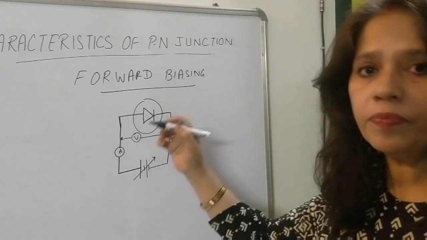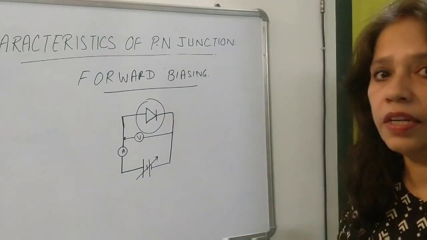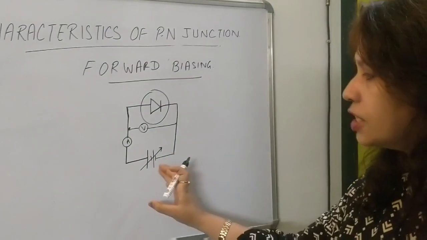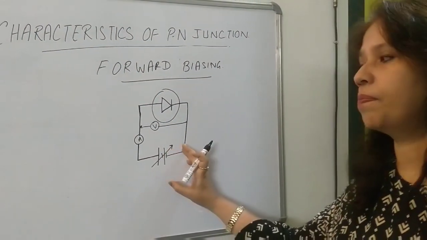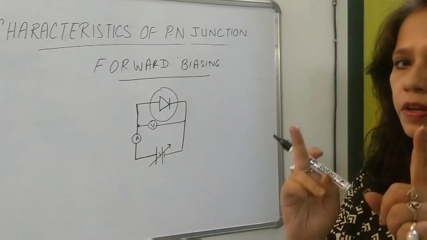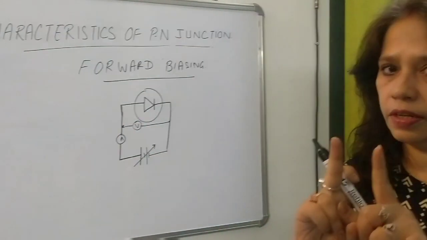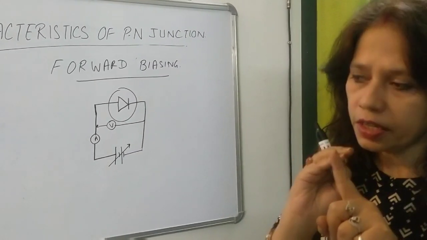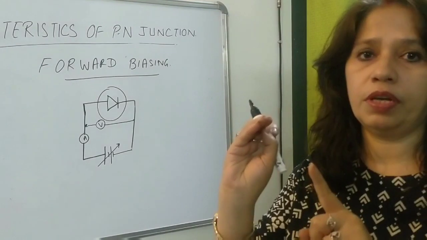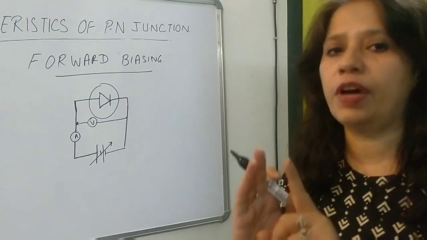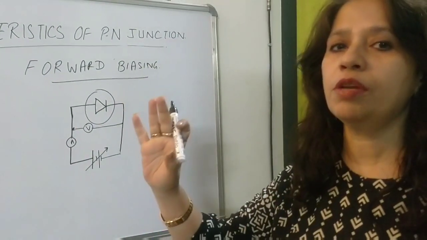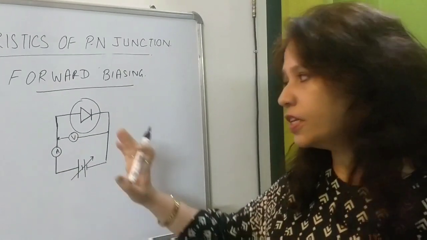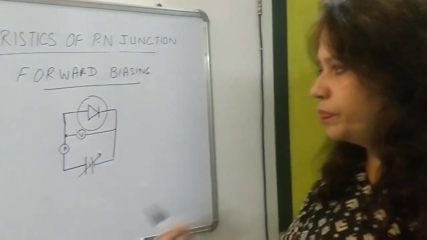We remember here that there is a depletion layer and there is a potential barrier set up in the PN junction. So as we are increasing the voltage supply over here, the depletion layer becomes thinner and thinner. As it becomes thinner, the current will increase slowly and slowly. And if the depletion layer vanishes, that means the potential barrier has vanished, then the current will flow rapidly. So let us now plot the graph.